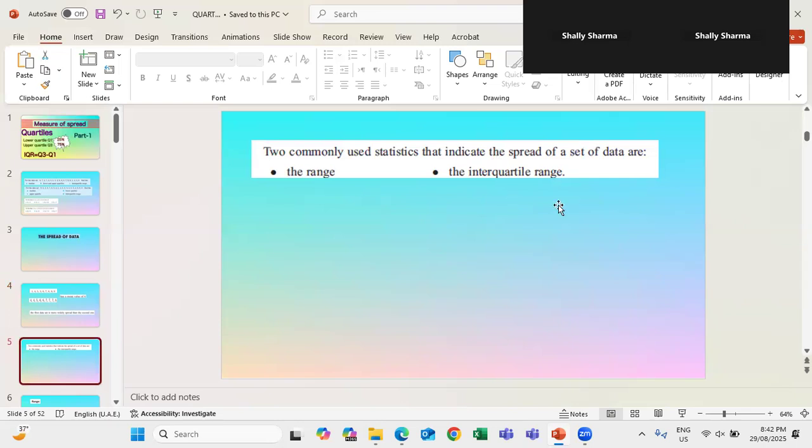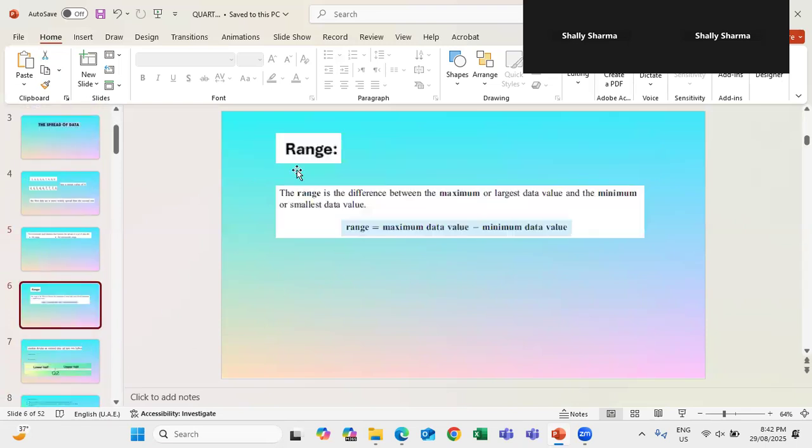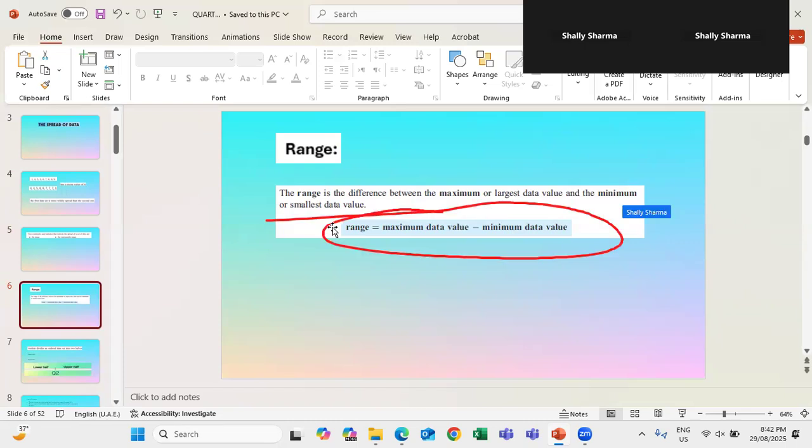This interquartile range, in order to understand it, you need to understand the quartiles as well. So here, let's go to the next part. What is the range? Range is the difference between the maximum or the largest data value and the minimum or the smallest data value. To find out the range, we have this method.